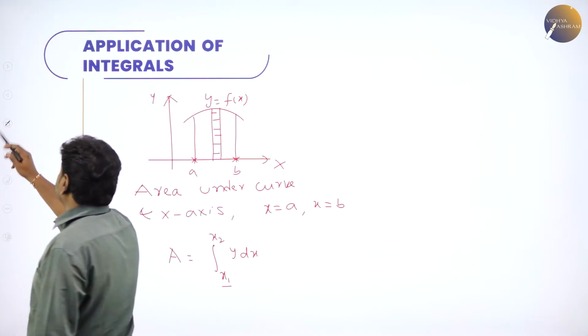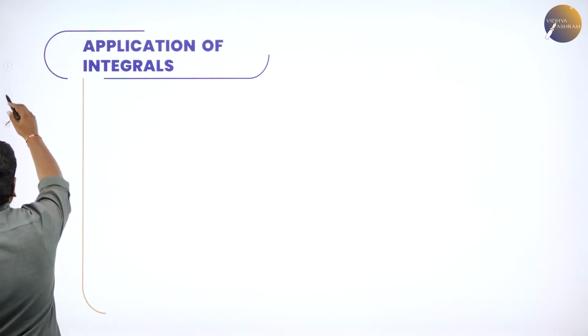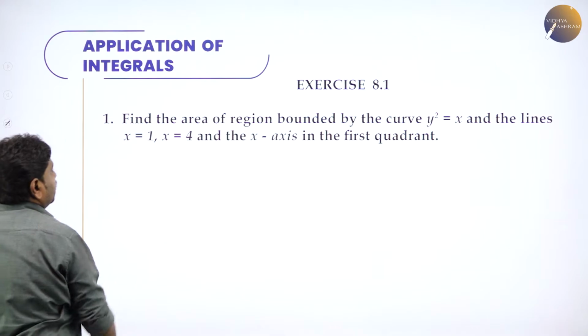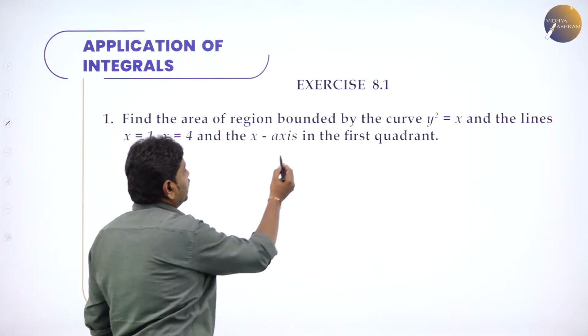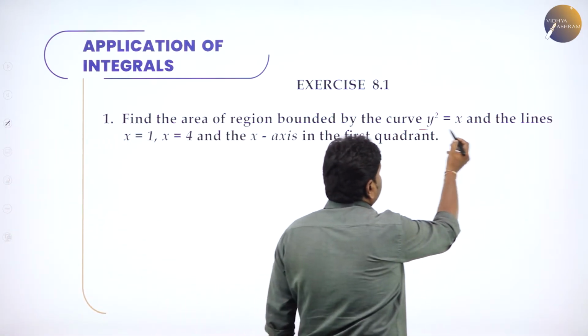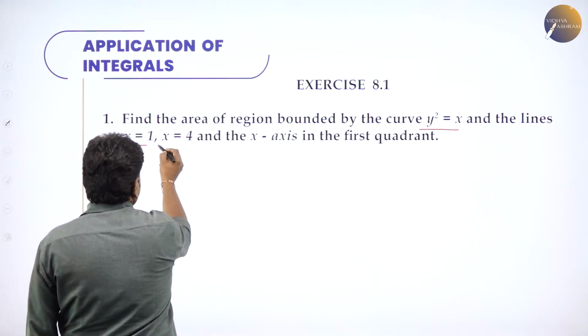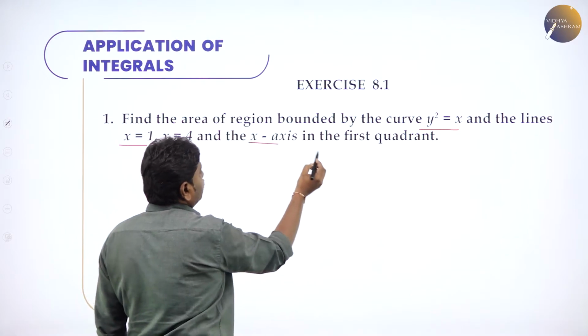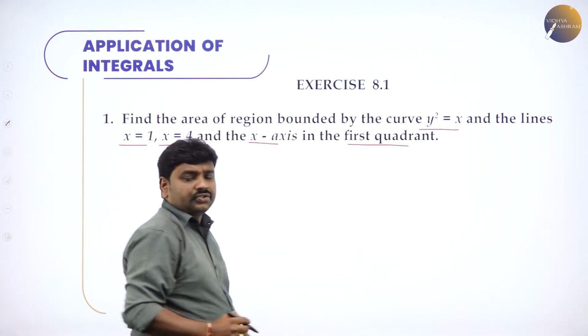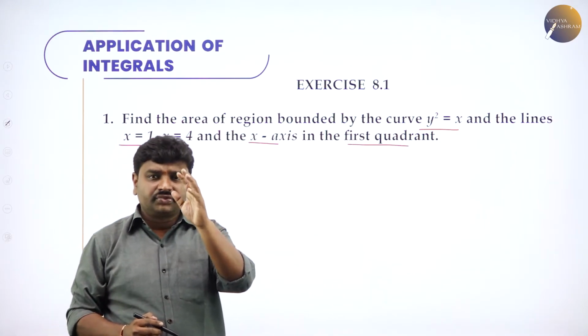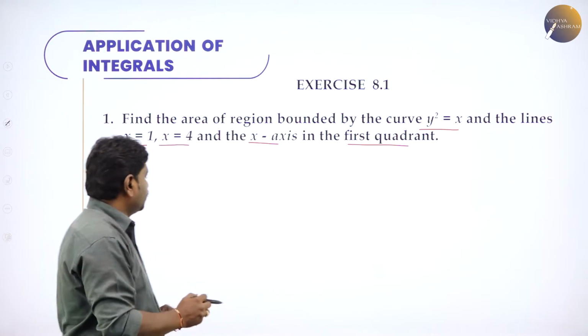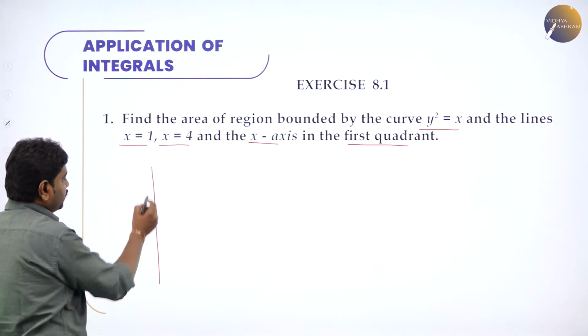Then now we'll find the area of the region bounded by the curve y square is equal to x, and the lines x is equal to 1, x is equal to 4, and the x-axis in first quadrant. So now if you want to find the area, first we should draw the graph. So first let me draw the graph.